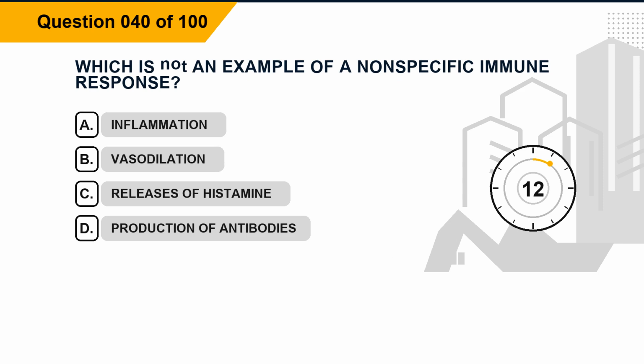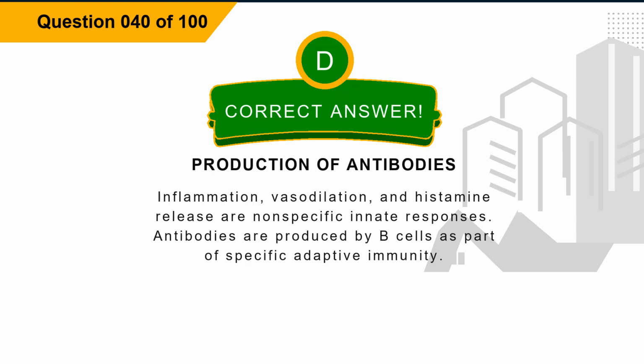Question 40. Which is not an example of a nonspecific immune response? Option A, inflammation. Option B, vasodilation. Option C, release of histamine. Option D, production of antibodies. The correct answer is option D, production of antibodies. Explanation. Inflammation, vasodilation, and histamine release are nonspecific innate responses. Antibodies are produced by B cells as part of specific adaptive immunity.